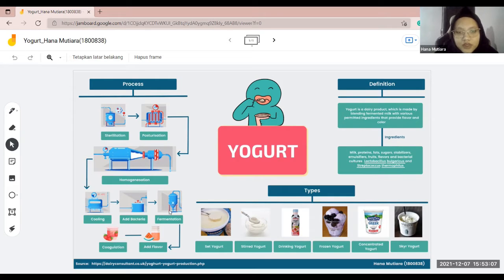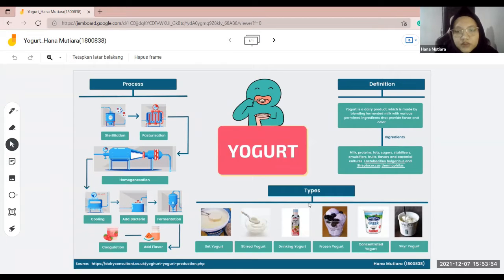And then after the fermentation, there is the coagulation process. In the coagulation process, the solidification will happen because the proteins begin to coagulate. Simply said, in the coagulation process, something liquid will turn into a more solid state. And in the coagulation process, you can also add some flavor to the yogurt. And then after that, the yogurt will be ready to be packaged.